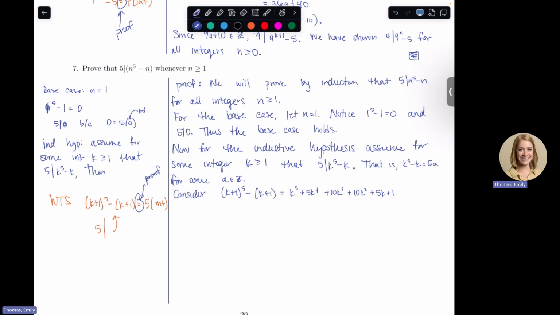Hey, yeah, I did that, didn't I? 1, 5, 10. I didn't have enough terms. I didn't have my constant term. 1, 5, 10, 10, 5, 1. So close. But then I've got to subtract off the minus k minus 1. So minus k minus 1.